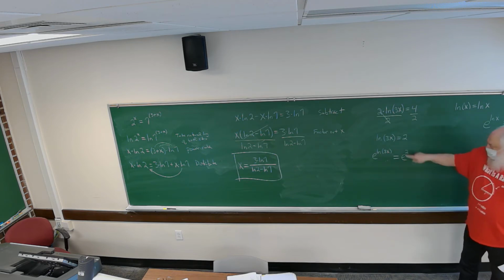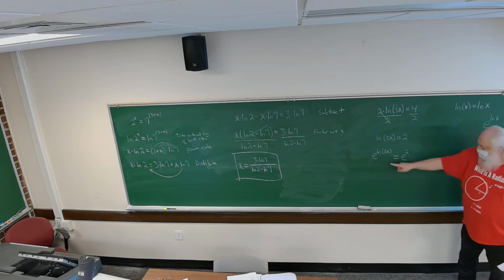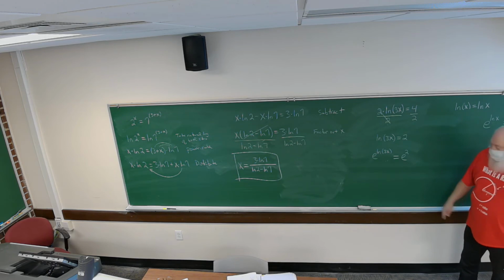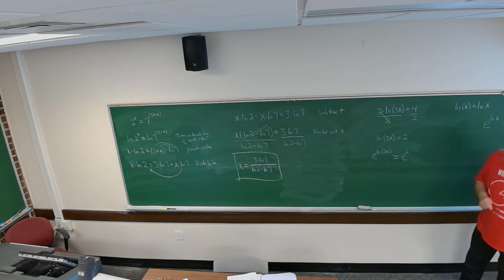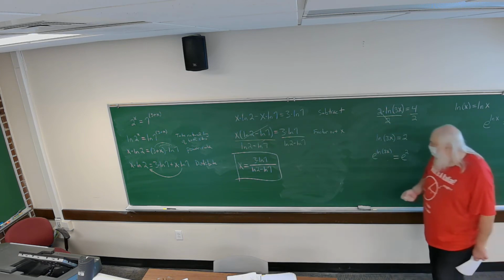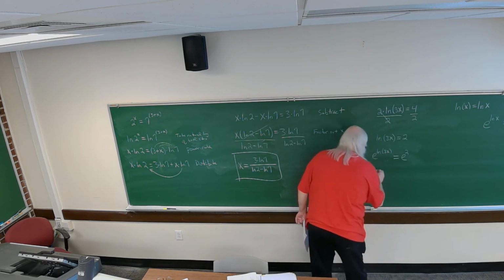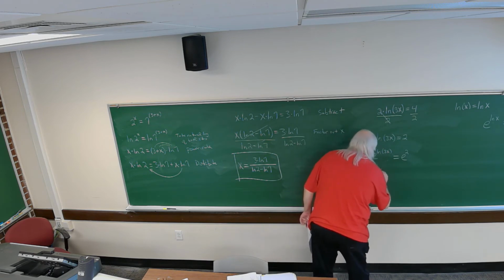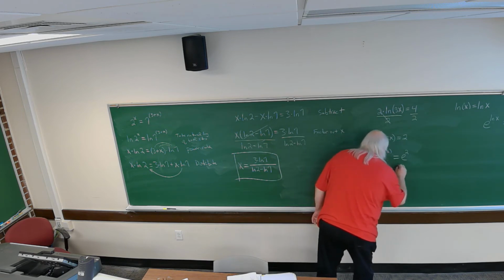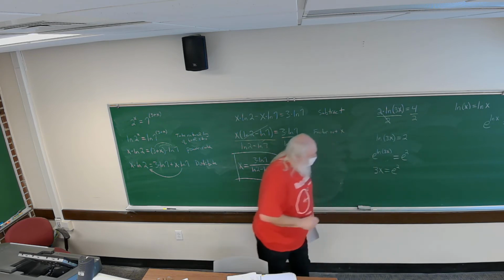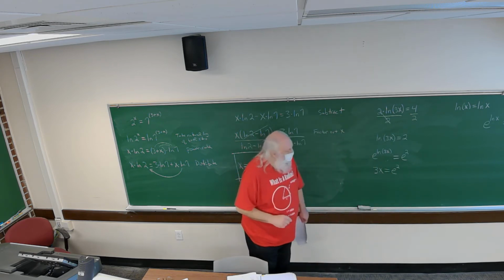Since we have an exponential on the left and an exponential on the right, each with the same base of e, the exponents must be equal, which they are. Property 3 or 4, whichever one it is, says the left-hand side just simplifies to 3x. So we have 3 times x is equal to e squared.